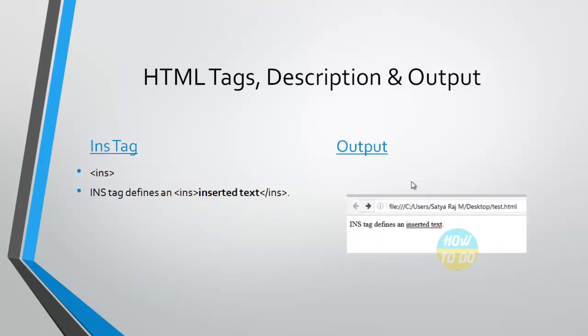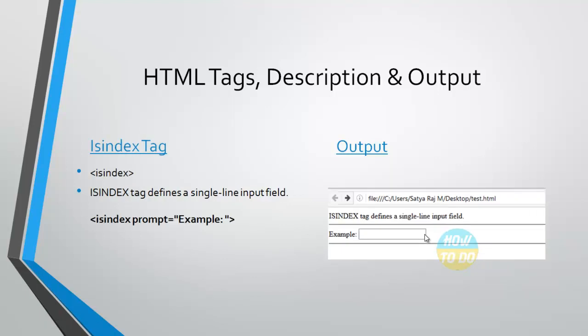Next comes the INS tag. The INS tag defines an inserted text. That means the text that you are giving in between INS tags will be highlighted by underlining that particular text. Next comes the isIndex tag. IsIndex tag defines a single line input field. That means if you are writing this particular syntax, isIndex prompt is equal to example, the output will be in this way, wherein you will be getting a box and you will be able to write a single line statement in that particular box, and this is the output for the same.